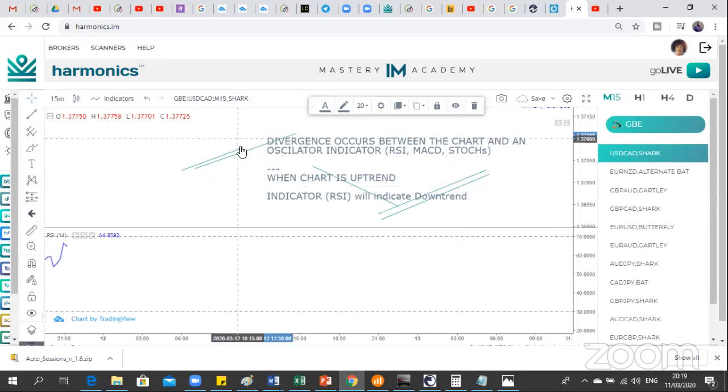When the chart is coming down, the indicator will give us a buy. So what does that tell us? They are going in opposite directions. Do we understand?